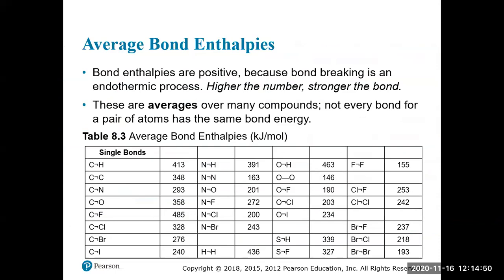Let's talk about bond enthalpies just for a minute. This will wrap things up. So bond enthalpy, remember enthalpy is delta H. Bond enthalpies are positive, and that's because you have to put energy into a bond to break it. So it's an endothermic process. And the higher the number, the stronger the bond.